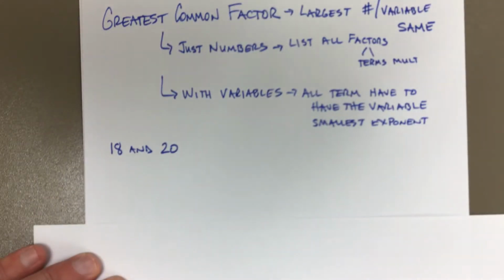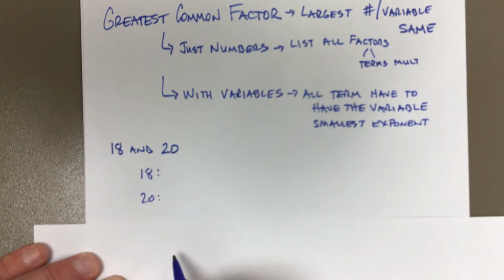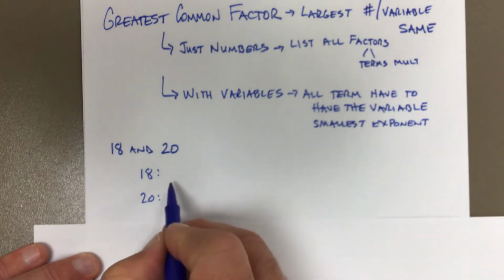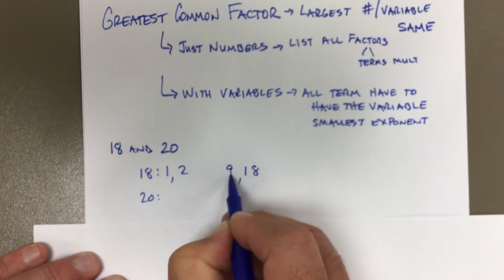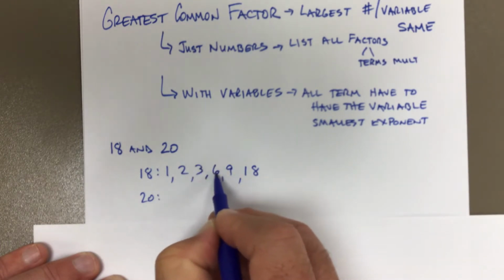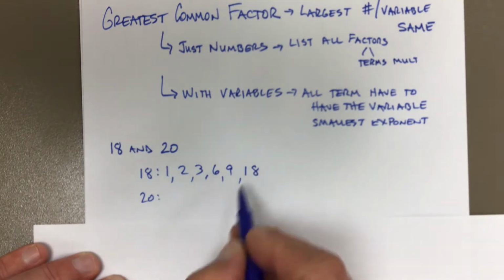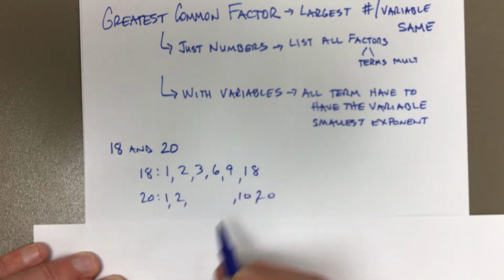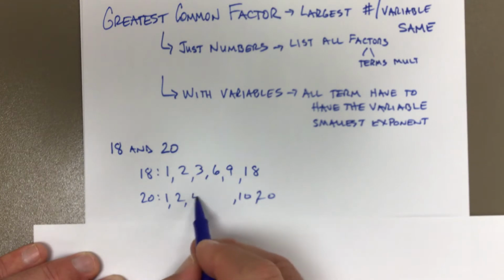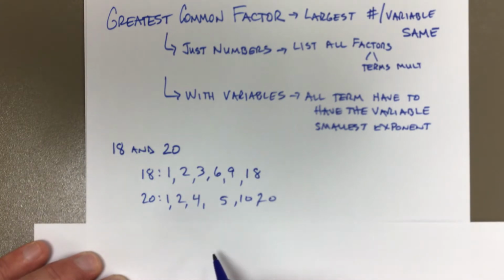So 18 and 20. Basically, what I would ask you to do is just factor out 18 and factor out 20. So what are the factors of 18? 1 and 18, 2 and 9, 3 and 6, 4, nope, 5, nope, 6, there's 6. Okay, so that's all the factors of 18. How about 20? 1 and 20, 2 and 10, 3, nope, 4 and 5, and then 6, nope. All right, so there's all the factors of 20.